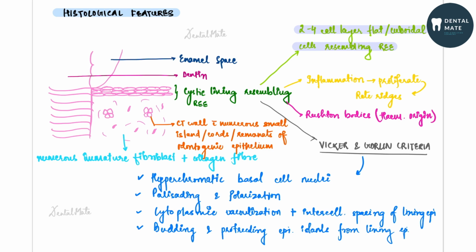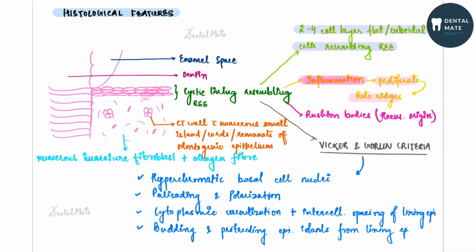Now, if there is an increase in the inflammatory condition, what happens? This cystic lining proliferates and gives rise to rete ridges. Along with that, sometimes Rushton bodies of hemopoietic origin can also be seen in the cystic lining or in this reduced enamel epithelial lining. And this cystic lining follows the Vickers and Gorlin criteria.